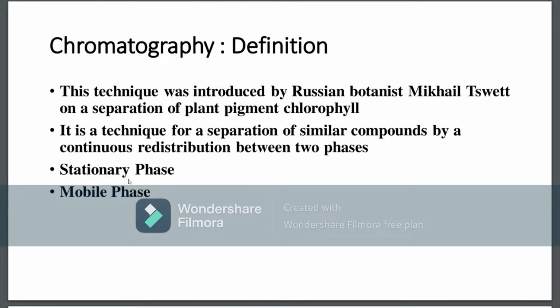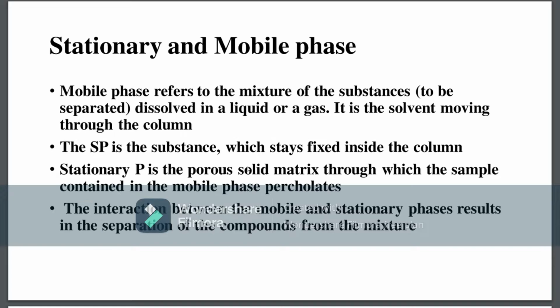Now how will you define this term? This technique was introduced by the Russian botanist Mikhail Svet for the separation of the plant pigment chlorophyll. So it is a technique for the separation of similar compounds by a continuous redistribution between two phases, that is the stationary phase and the mobile phase. This is very important: you should know the concept of the stationary phase as well as the mobile phase.